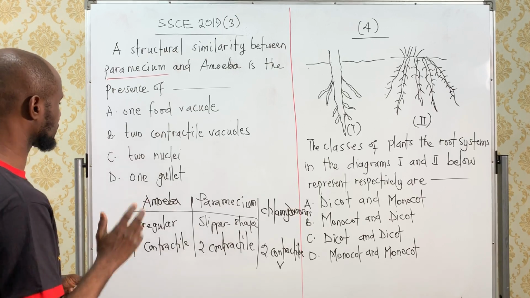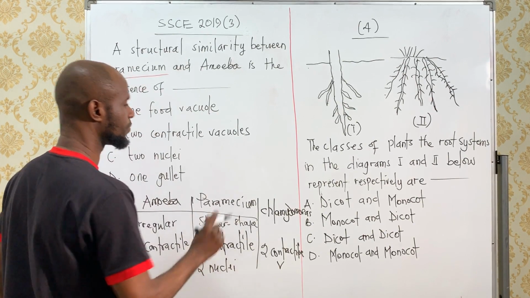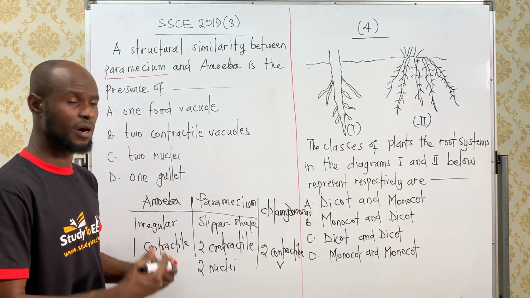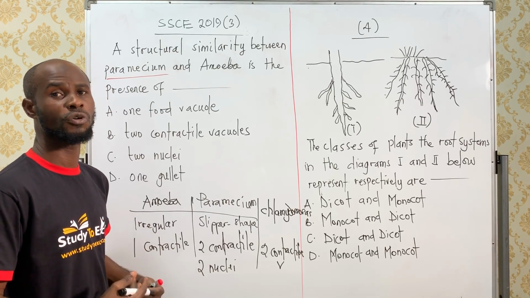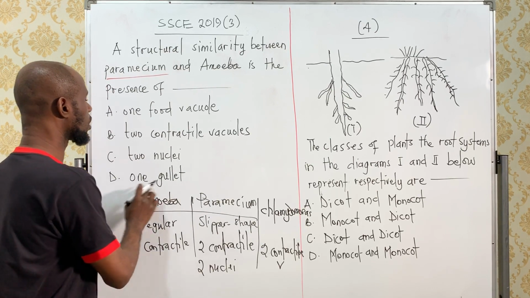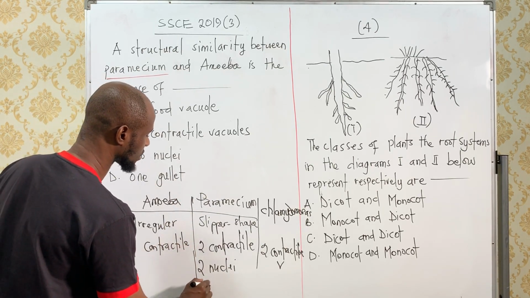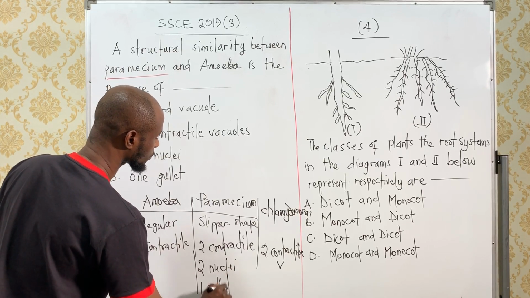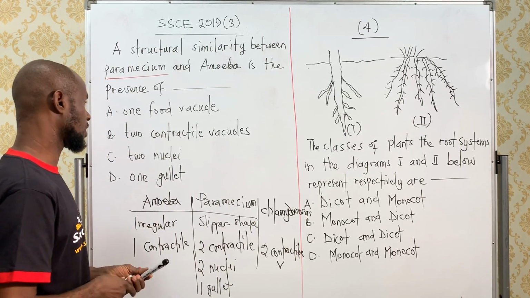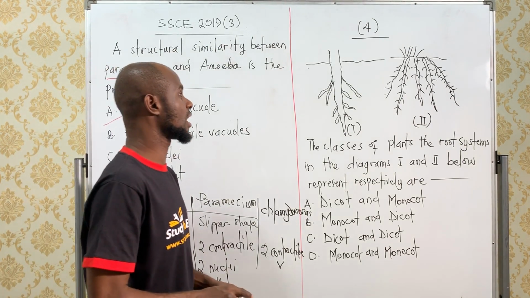Then 2 nuclei. Yes, paramecium has 2 nuclei, a bigger one and a smaller one. The bigger one is meant to control the activity of the paramecium, while the smaller one is meant for reproduction. But amoeba does not have 2 nuclei. Then 1 gullet. Amoeba does not have a gullet, while paramecium has 1 gullet. So the answer is 1 food vacuole. The answer is 1 food vacuole.